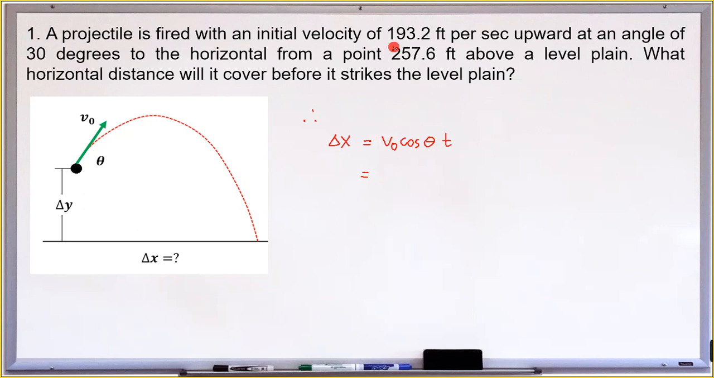So our initial velocity again is 193.2. This is cosine of 30 degrees, and then let's write the dimension of it, feet per second, and then for the time we have 8 seconds, so therefore makancel ang second. The result is in feet.